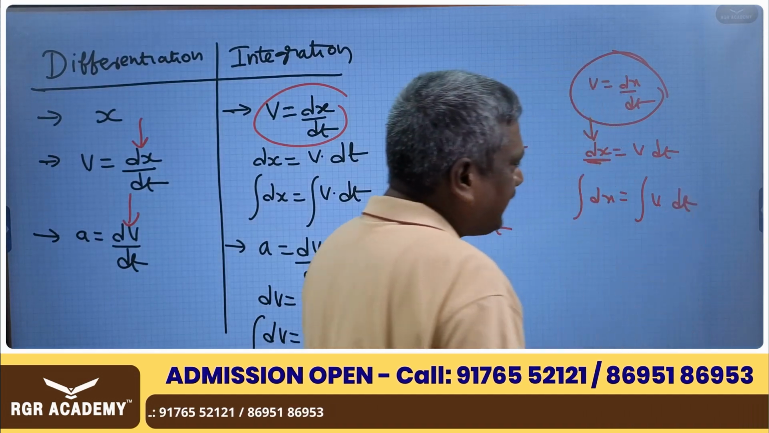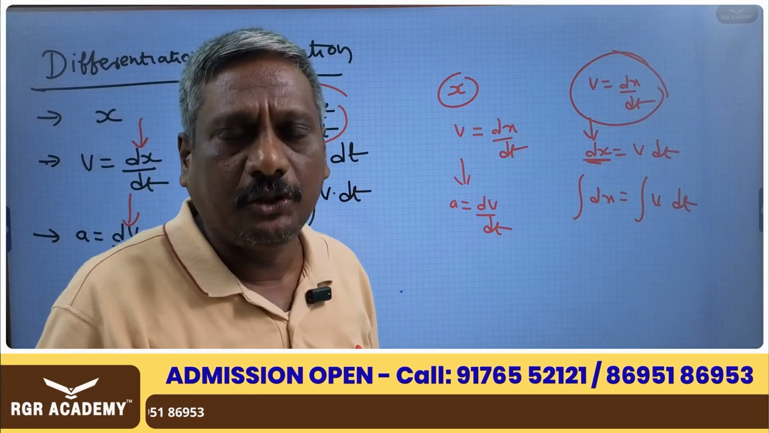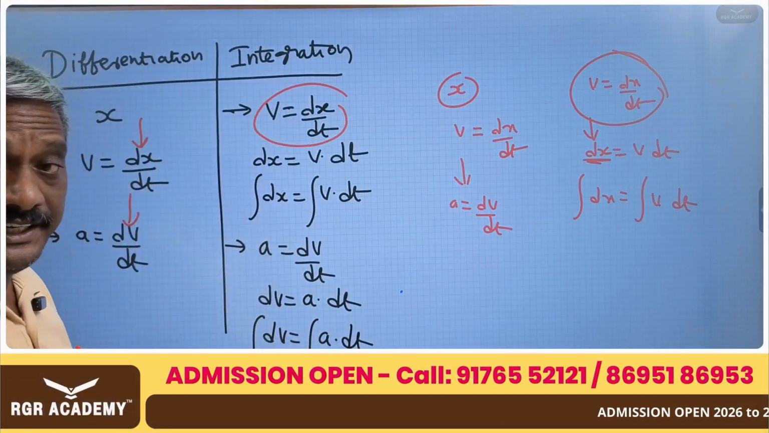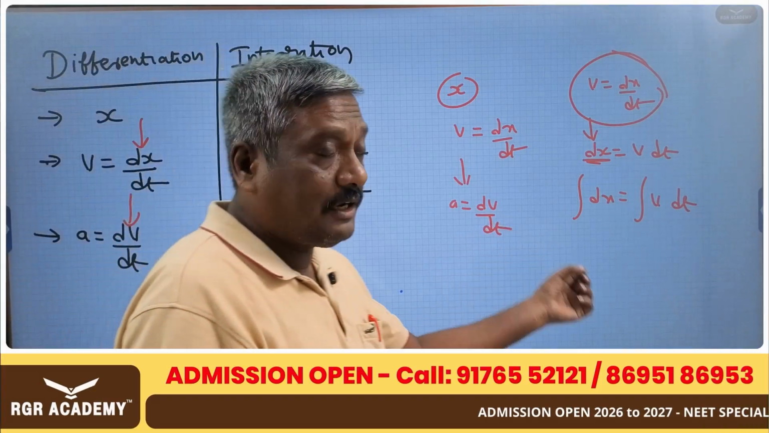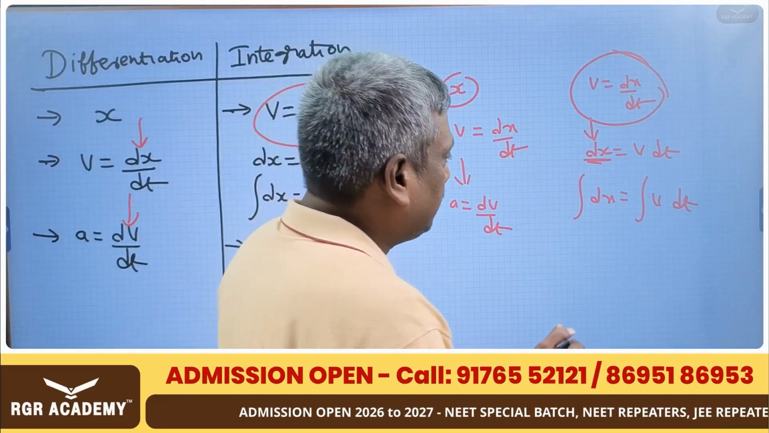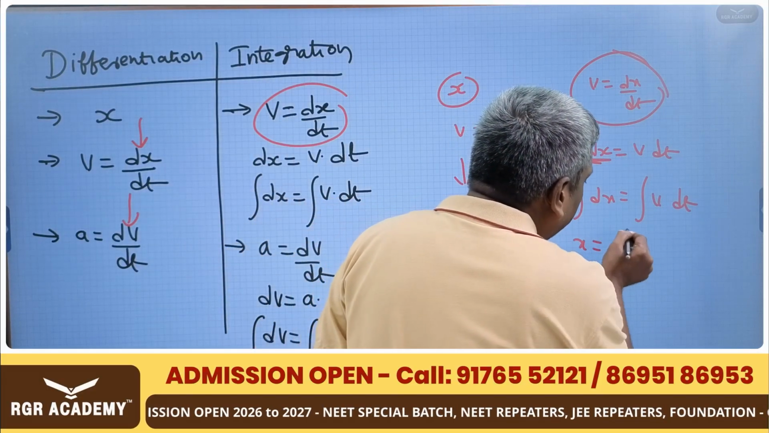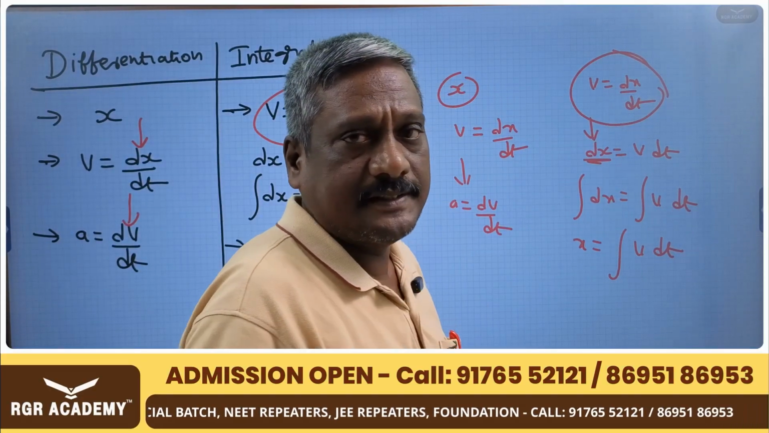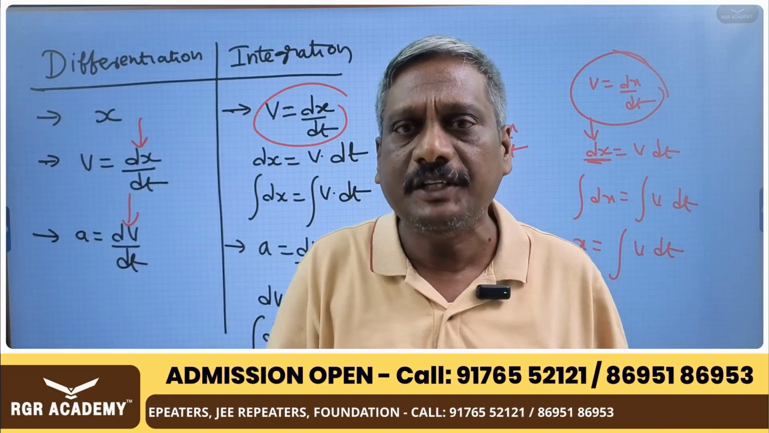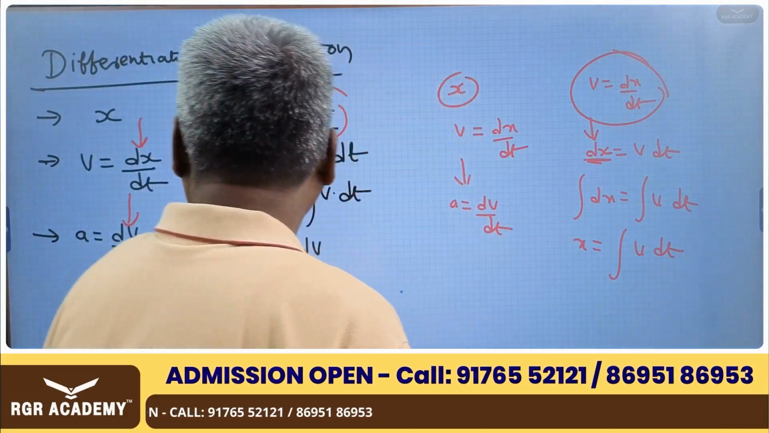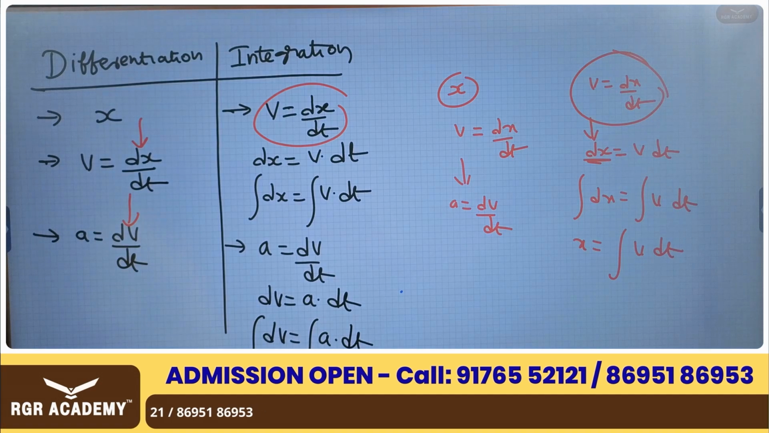Integral dx is equal to what? Integral v into dt. But we have already studied this mathematical formula. Integral dx is equal to x. So x is equal to what? Integral v into dt. Sometimes the limits are given in the question, we have to substitute the limits. And one more thing.